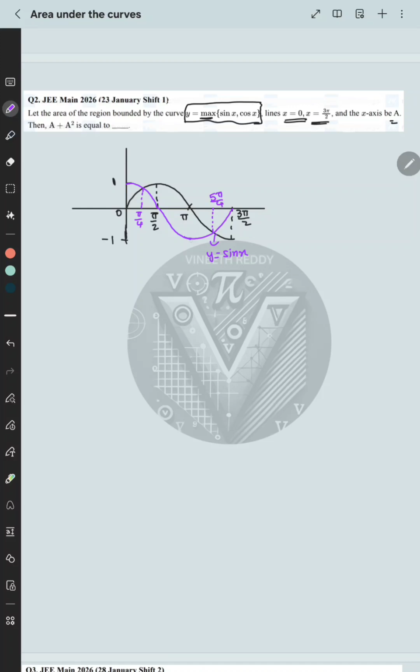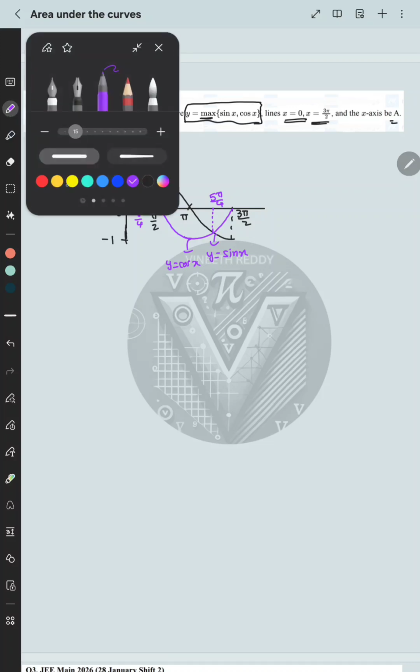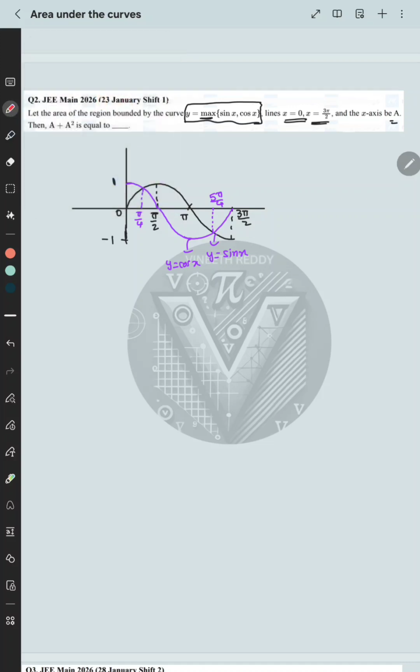Now this is the graph of y equals cos x. We need the maximum value of the two. So from 0 to π/4, this is maximum. And from π/4 to 5π/4, this region is maximum. And from 5π/4 to 3π/2, this graph is maximum, right? So how do we write the area now? The required area is A, and the area should be with respect to the x-axis.